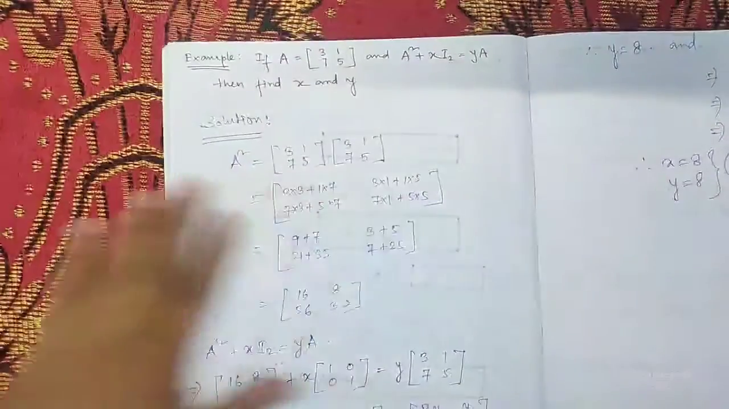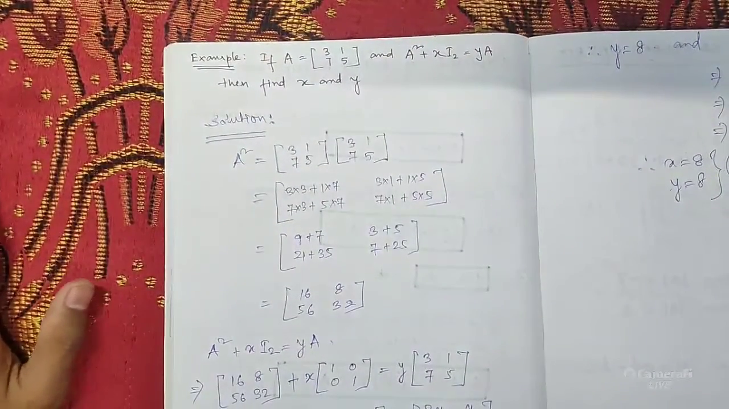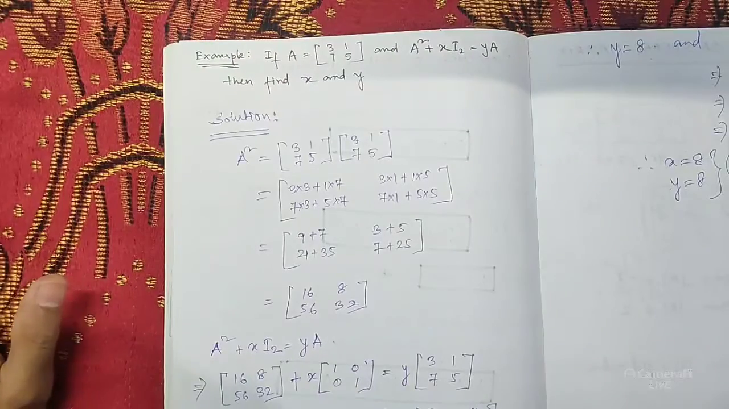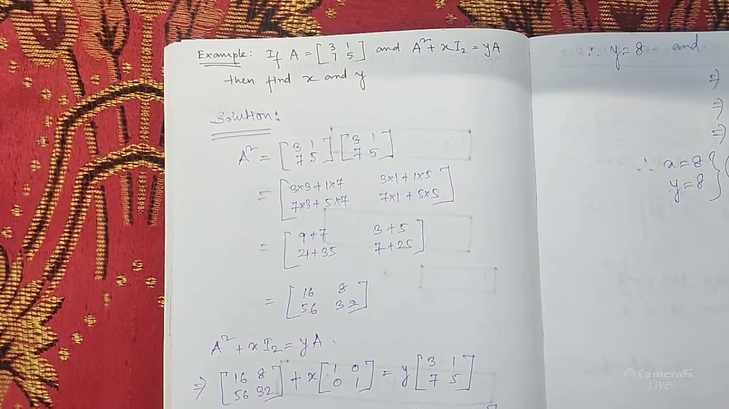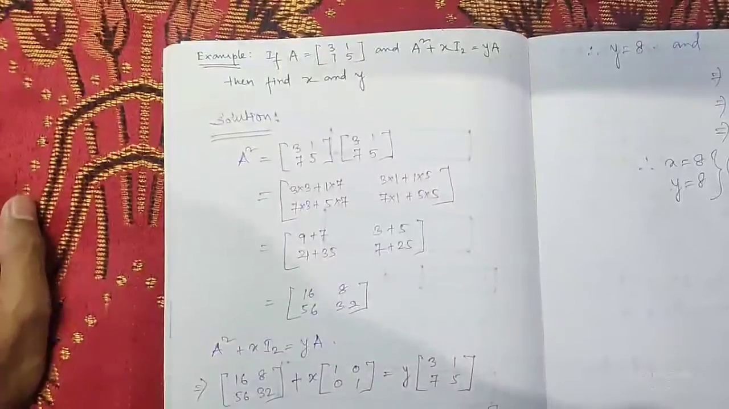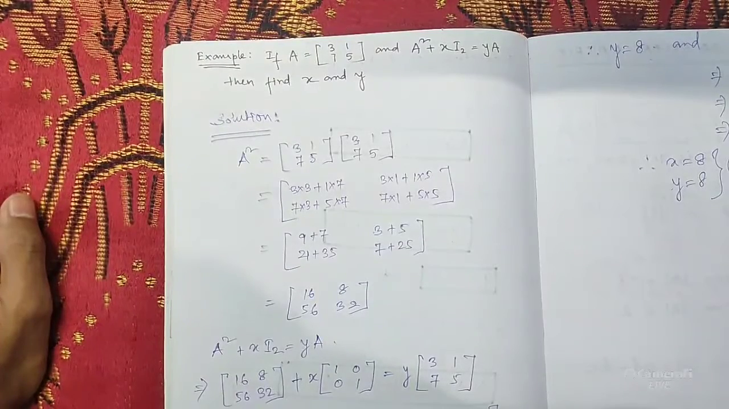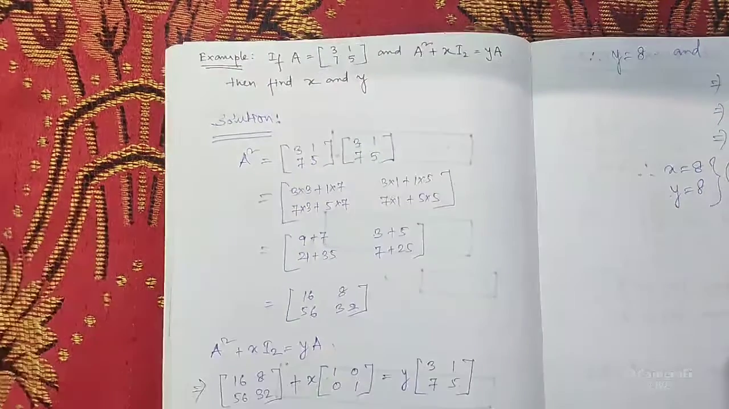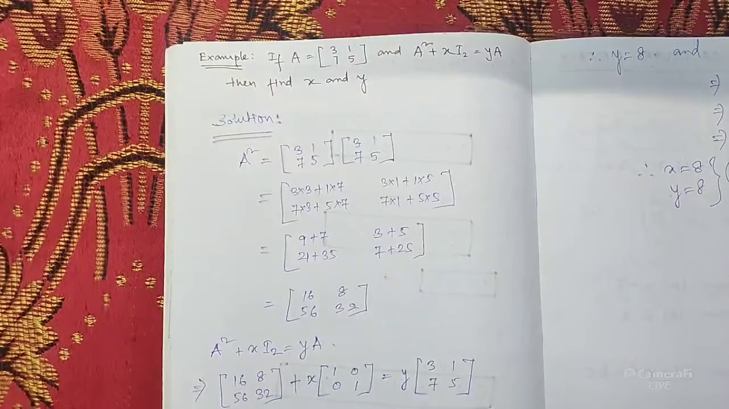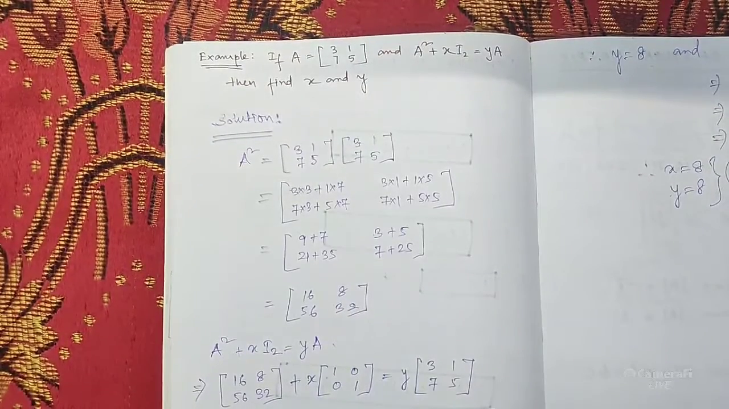So let us solve this example. Here we will learn matrix multiplication as well as the other operations of matrices. Here a matrix is given, that is A equals [3, 1; 7, 5]. And A square plus xI2 equals yA. This condition is given. What is I2? I2 means identity matrix of order 2. So you have to find the value of x and y.